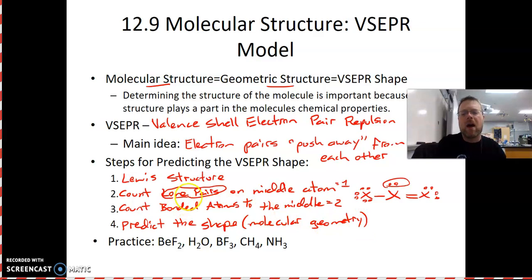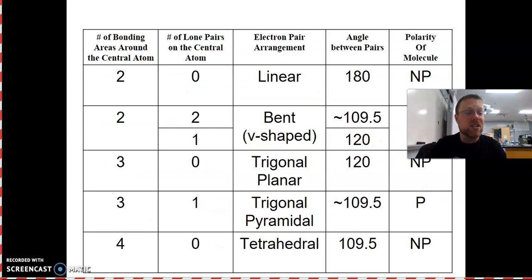Okay. Now, I've got some reference for you here, and this reference is kind of the same as what you're going to find on the back of your green sheet. If you look on the back of your green sheet, there's a little table, and it's going to have some information similar to what you're seeing here. It's going to have the number of atoms connected to the middle, the number of lone pairs connected to the middle, and then the electron pair arrangement.